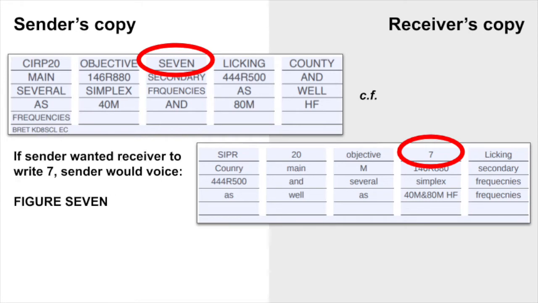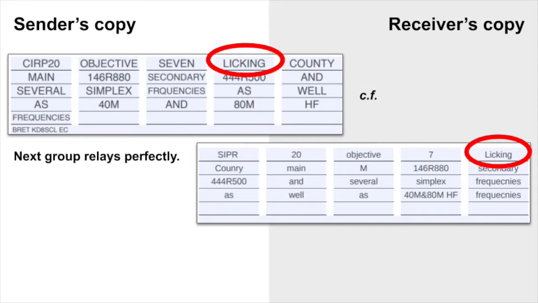So, if we wanted the receiving station to write down the figure 7, then we would use the pro word, figure 7. Now, this is also helpful for the receiver to know, because if the receiver has a message that they've copied and it's got that figure 7 written in there, that's what they wrote, but they didn't hear the pro word, figure. That's not right. So the pro word tells them before they start writing that group what exactly they are recording, or if they're typing it, whatever. The next group relays just fine, no problem.